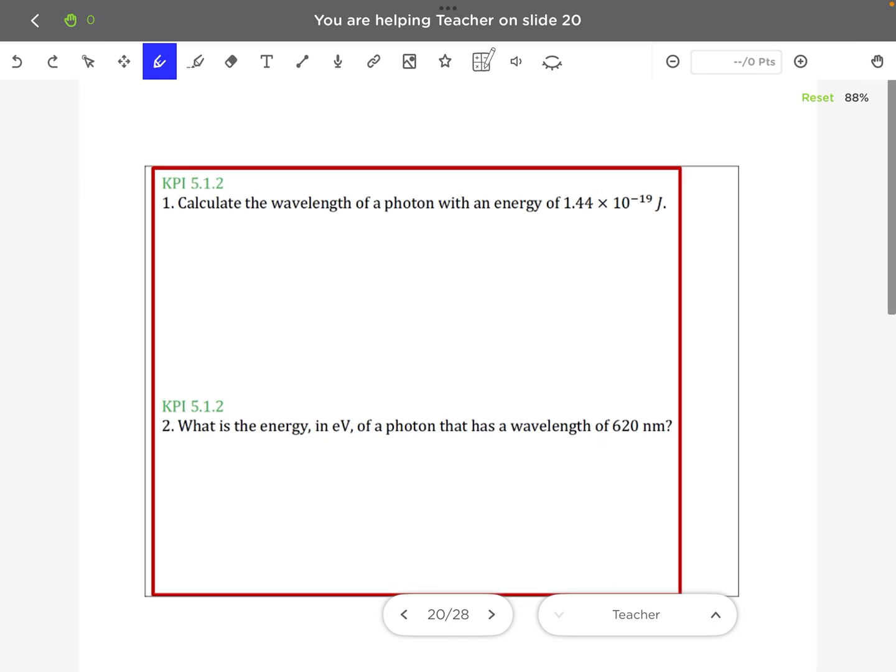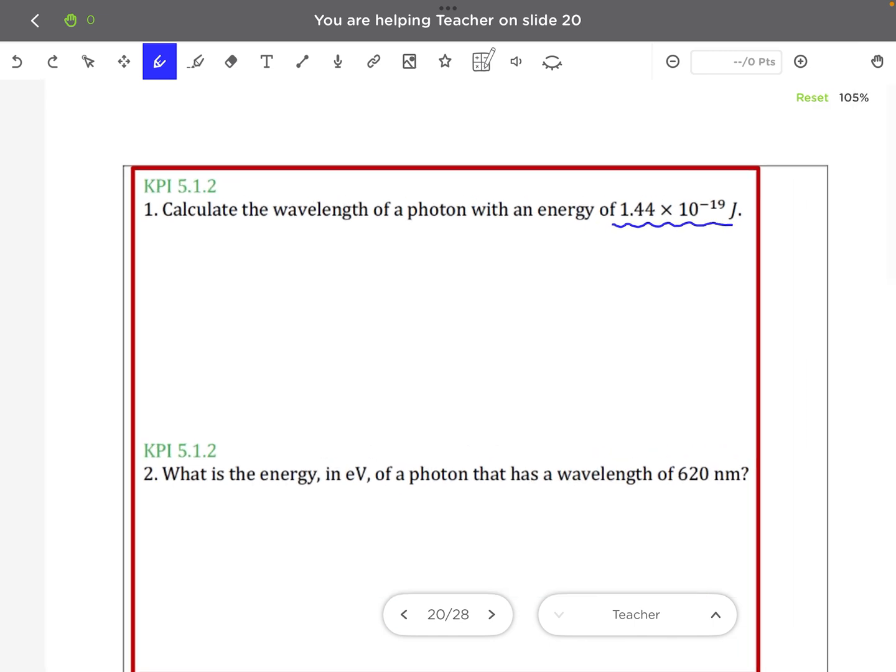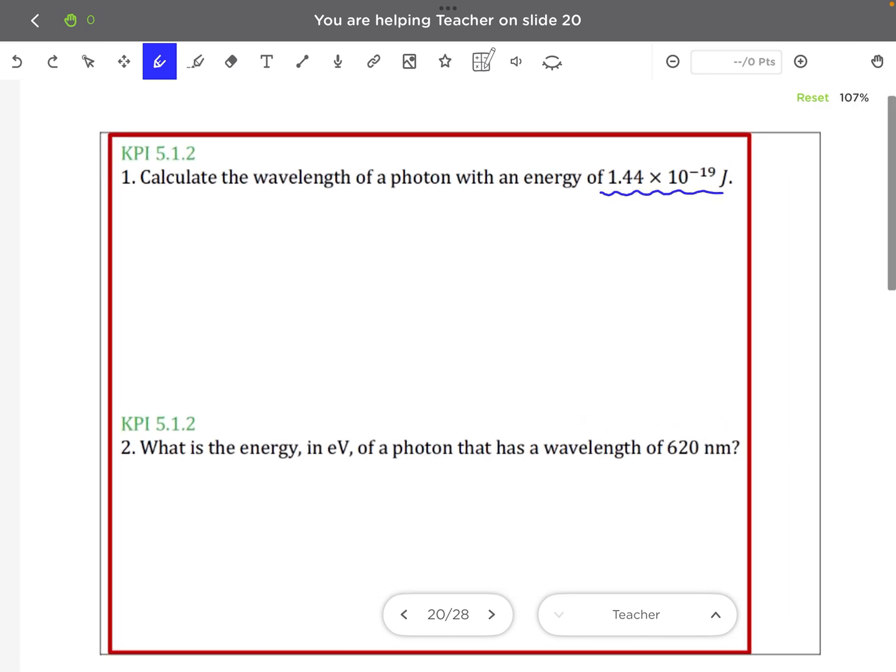Now calculate the wavelength of a photon. I have it in the form of an energy. Pay attention, this is a question from the focused list. So I have the energy, I need the wavelength. Here there is no need to convert anything. E equals hc over lambda, and the energy is in joules, very good.